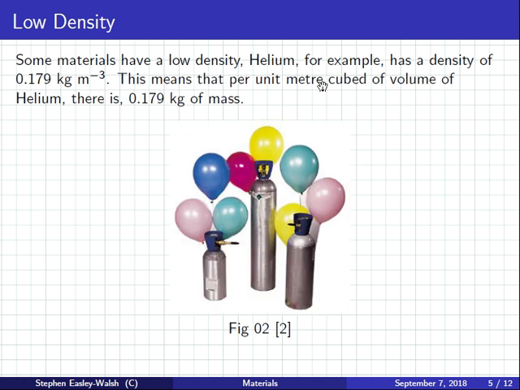You use it in the balloons. I know hydrogen is low as well, but helium is the famous example for the balloon. You can see it's much lower: 0.179 kilograms per meter cubed. Air, oxygen and nitrogen, is about 1.3. So this is about 10 times smaller than air. It's pretty small.